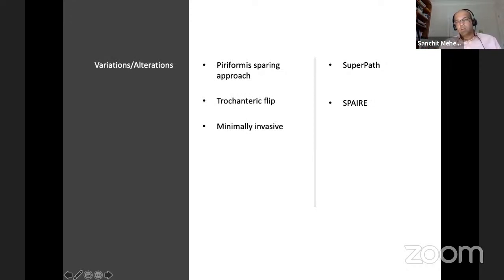And then there is something called the SuPath or SPAIRE, which is the sort of spare piriformis and obturator internus and repair the externus approach, sort of popularized in Exeter. And these are variations on a theme. None of them have actually shown big benefits, but again, you have to take whichever studies you want to decide on the benefit. Most of them have a learning curve.